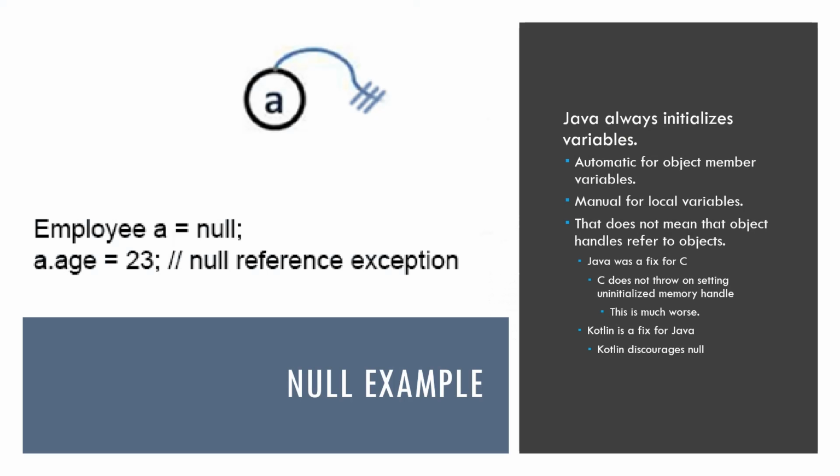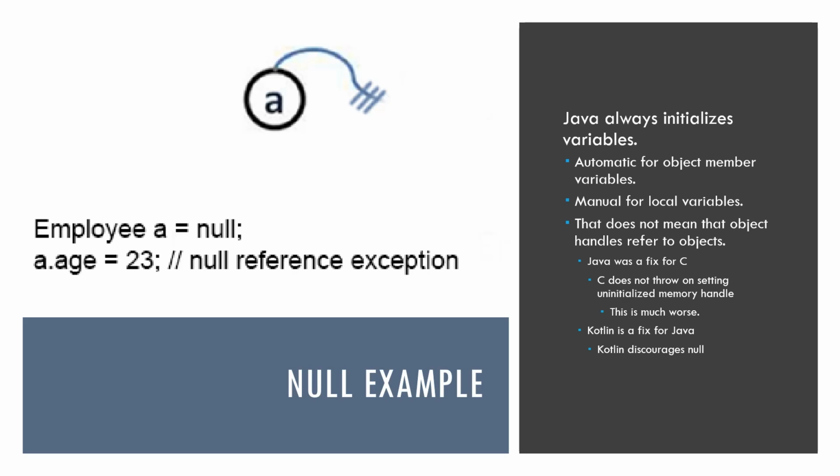Let's take a look at the null reference example. So a null reference can be written this way. I tried to draw the way ground is written in electrical diagrams, and that used to be pretty common as a way of writing a null pointer. It's grounded, right? It refers to nothing. Employee A is equal to null, no memory. A.age is equal to 23. Null reference exception is thrown, right? So the program halts at that time, and hopefully there's a catch for it that will handle it. Otherwise, the program will be terminated.